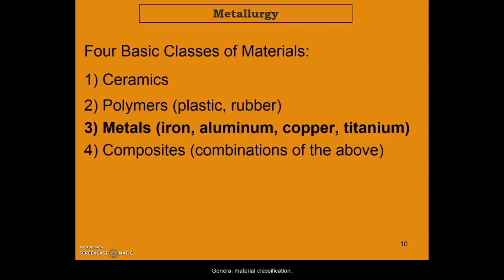General material classifications. There are thousands of materials available for use in engineering applications. Most materials fall into one of three classes that are based on the atomic bonding forces of a particular material. These three classifications are metallic, ceramic, and polymeric. Additionally, different materials can be combined to create a composite material.